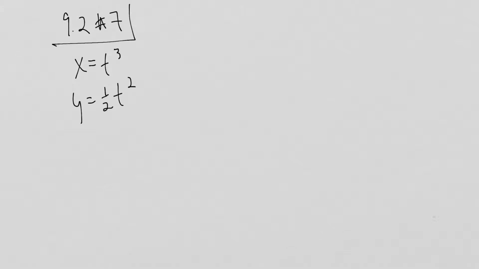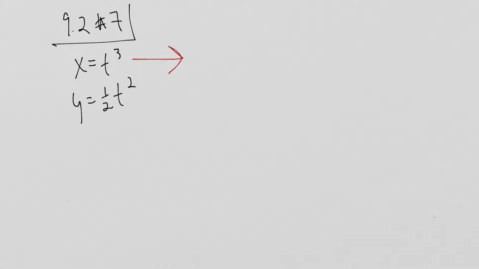9.2 number 7 here. They give me x equals t cubed and y equals 1/2 t squared. In the previous one, they had the same rate of change, sort of, so I got a line. Like I have here, I've got a t cubed and a t squared, so I'm no longer going to get a line in this case.